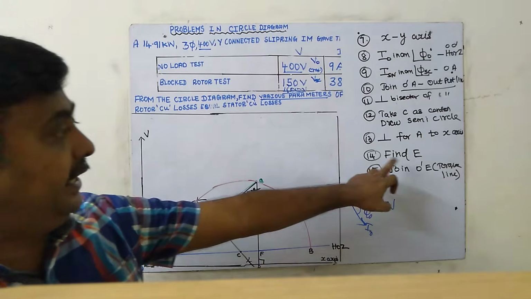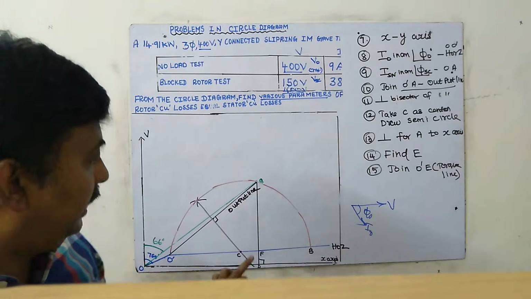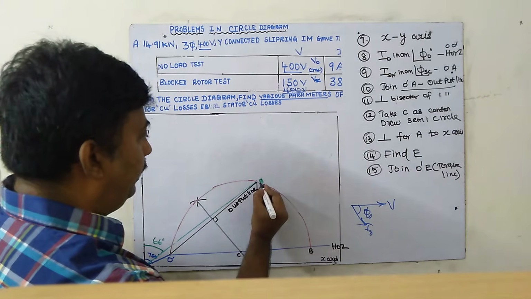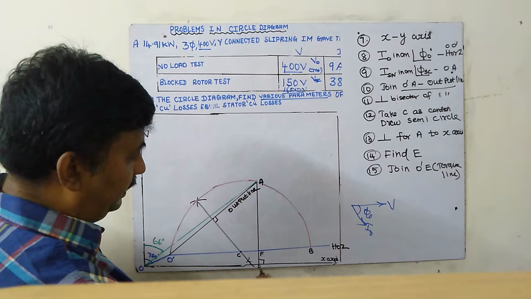Now we have to find E. We have seen F and D. Don't change the notations, keep the notation as it is. This is A point, this is F point, and this is D point.